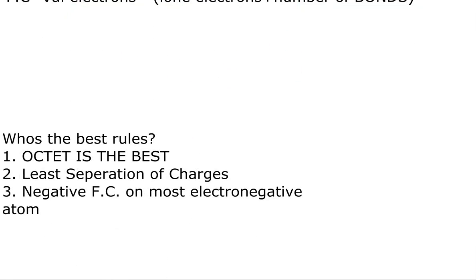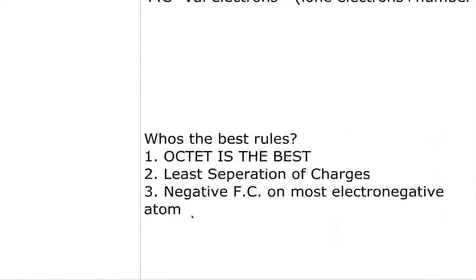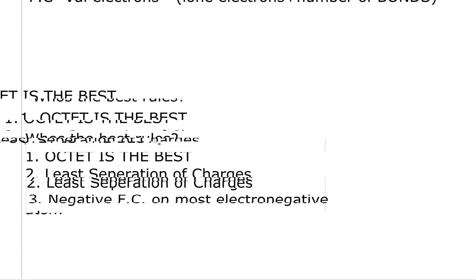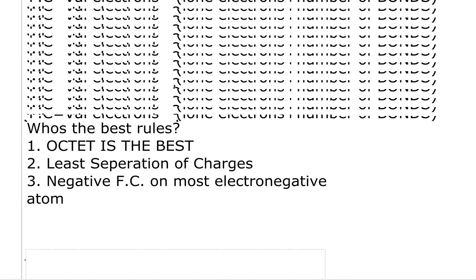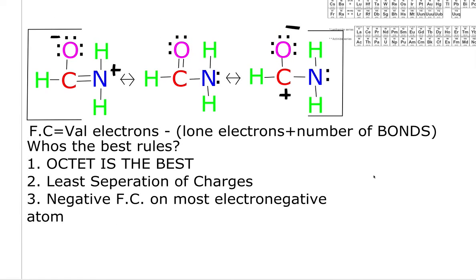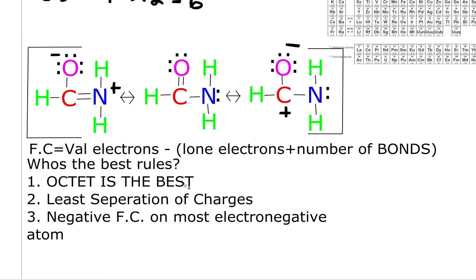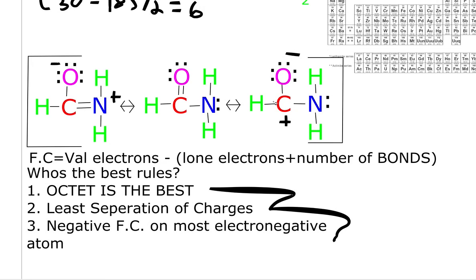So if we look down here at these rules, let me move them up here. Okay. First off, octet is the best. So the octet rule overrides all of these. So octet is always the best. And we saw here that this carbon only has a sextet, so we automatically know this is not the major resonance contributor. So that one's off.